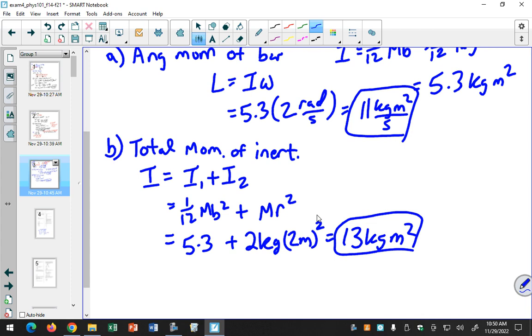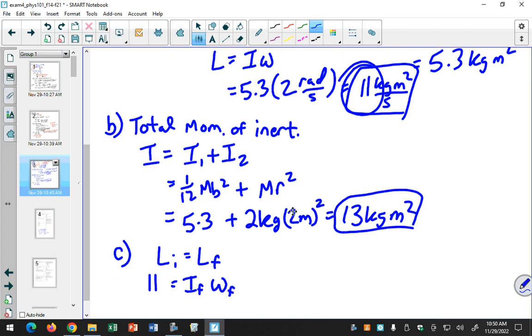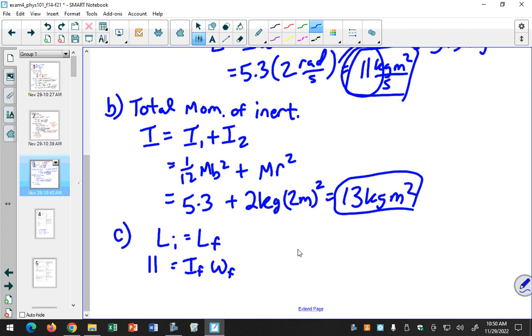And then finally, what is the final angular speed? So we say Li equals Lf. Li I've already found, it's 11, that's this quantity, equals Lf, which is my final moment of inertia times omega final. And that final moment of inertia I've already found, it's equal to 13 times omega final. So it's going to be 11 divided by 13.